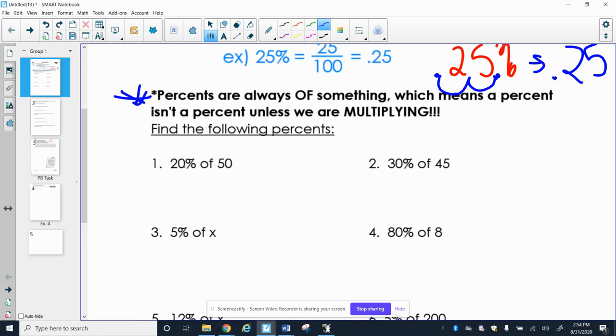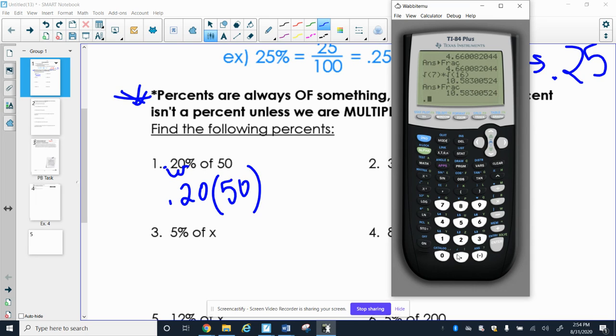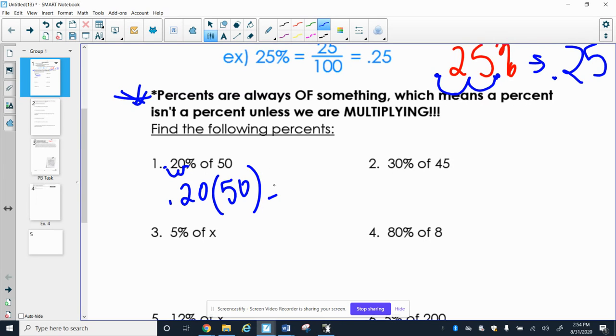change it to a decimal, and then multiply that by whatever we're taking it of. So 20%, we change that to a decimal, moving over the decimal 2 places. That's the same thing as 0.2 or 0.20. That 0 at the end isn't really doing anything. 0.20 times what we're taking a percent of, in this case, 50. Again, we can use our calculator if we need to. We get 10.